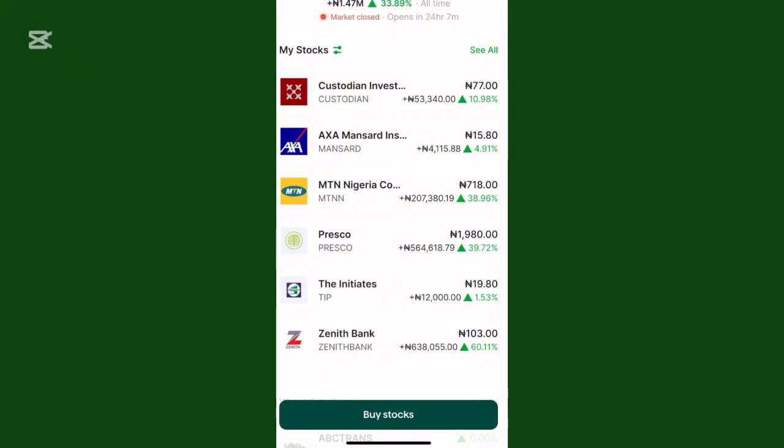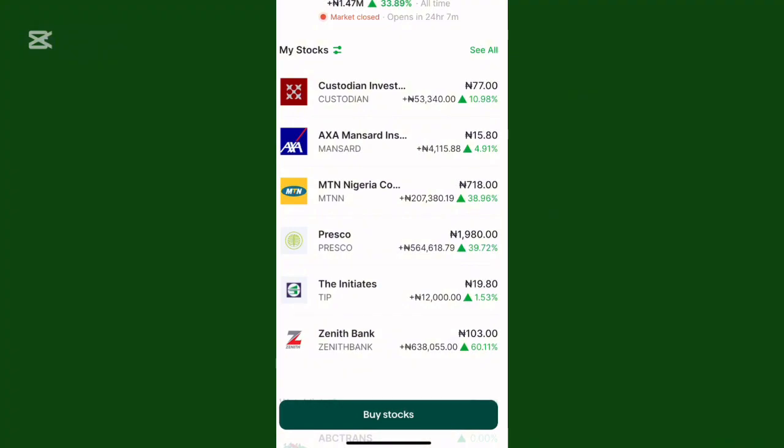All these plus signs that you are seeing, plus 53,000, plus 4,000, are how much the person has made on each stock. So for MTN, this person has made over 200,000. For Zenith Bank, this person has made over 600,000. For Custodian, this person has only made about 50-something thousand. And all these percentages are the percentage increase over the stock price. So 10.98% means that this person has made 10.98% of their investment over their investment.